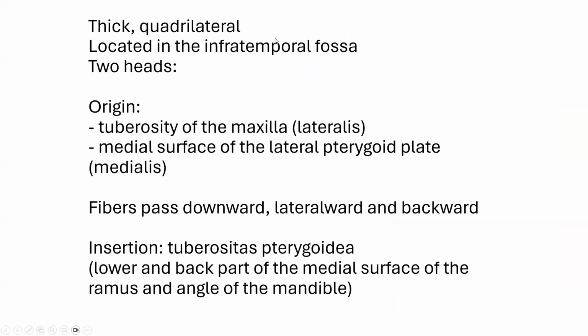It is a thick quadrilateral muscle located in the infratemporal fossa. Again, it has two heads. Origin is the tuberosity of the maxilla for the lateral head, and the medial surface of the lateral pterygoid plate for the medial head. Fibers pass downward, lateralward, and backward. Insertion is into the tuberositas pterygoidea, meaning pterygoid tuberosities, at the lower and back part of the medial surface of the ramus and angle of the mandible.